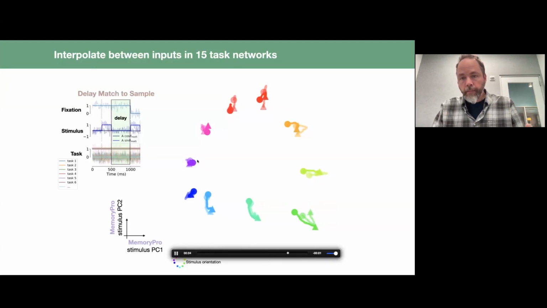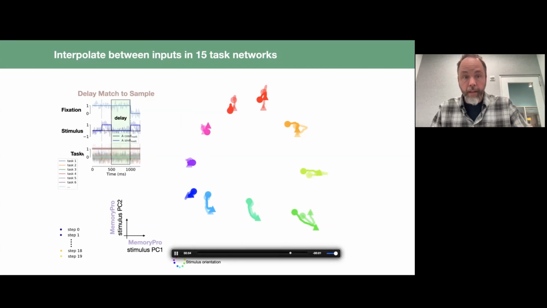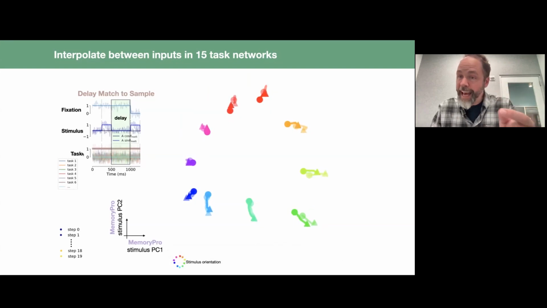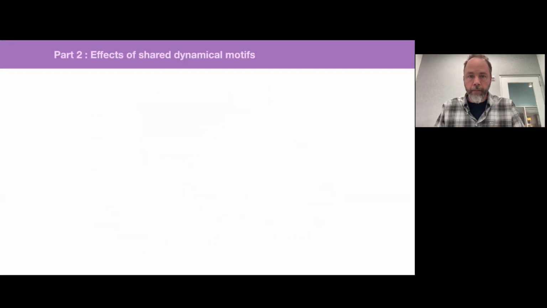So, well, what's going on? We do this input interpolation analysis, interpolating between the delay match to sample and the memory pro task input. And what we see is that there's a highly approximate, but nonetheless a ring attractor. And that ring attractor is shared between tasks, right? So this system basically, it's probably pretty hard to build a ring attractor. That's a guess on my part. And then it's just repurposing this structure, making sure that the translation as inputs change doesn't screw anything up, so that the same dynamical structure can be used across tasks, right?